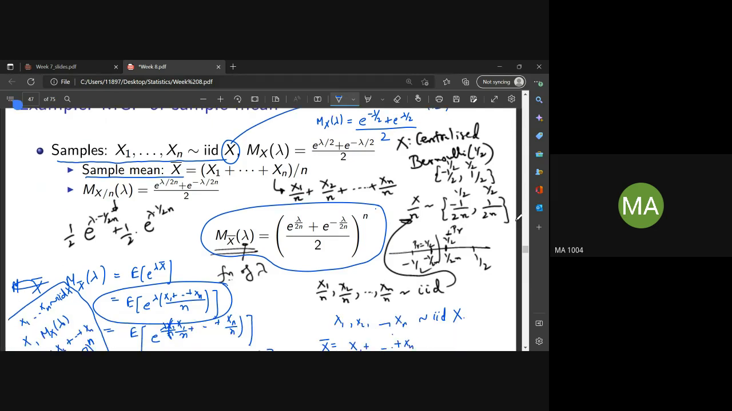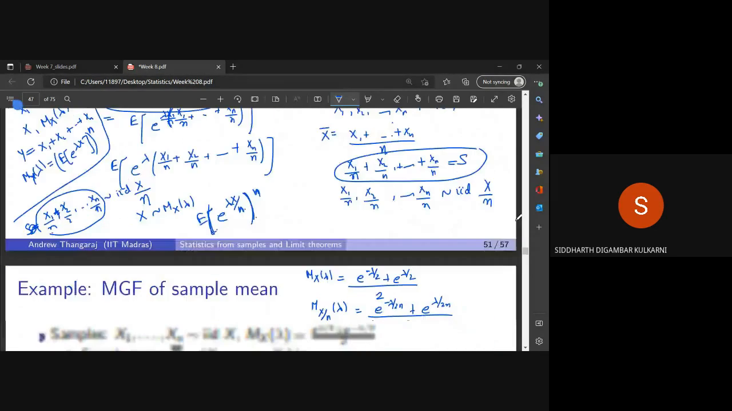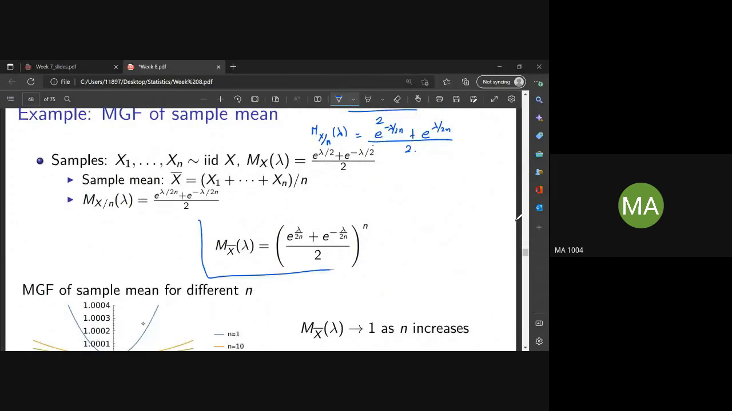Okay. Now what happens? Next slide. So this is the moment generating function for the sample mean. Now, what happens when n goes to infinity? Lambda by 2n becomes 0. So e to the power 0 becomes 1. 1 plus 1, that is 2 by 2, that is 1. So as n approaches infinity, your MX bar of lambda approaches 1.